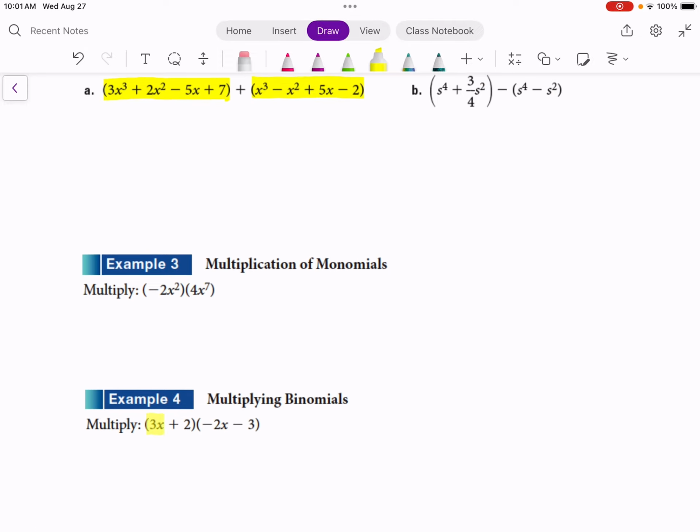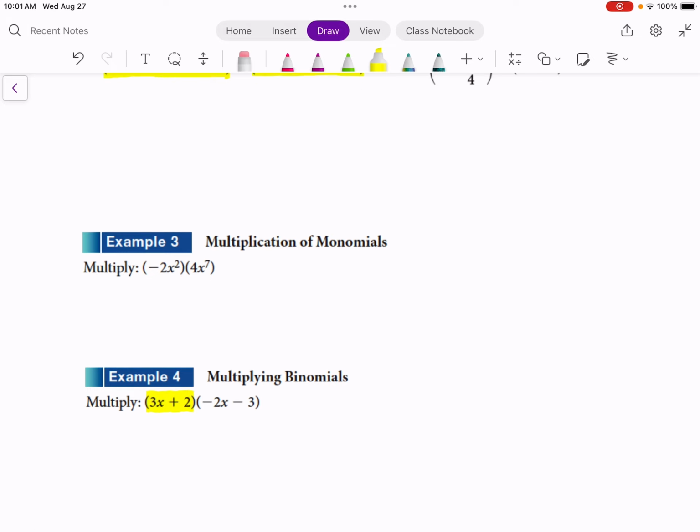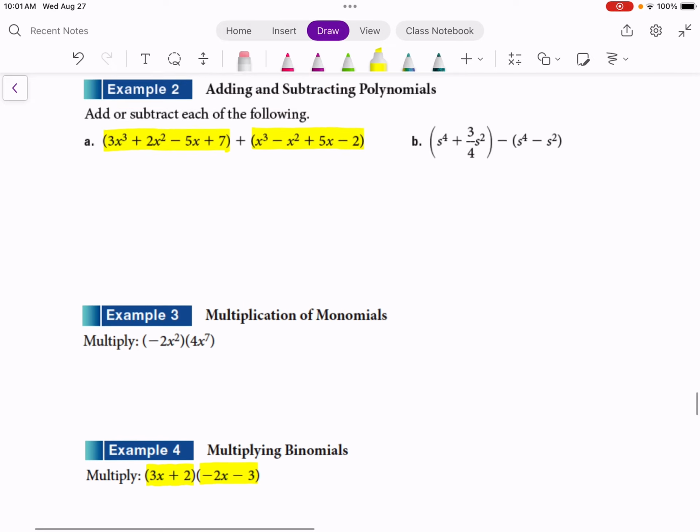Okay, now let me go to example 4. So we have this polynomial 3x plus 2 and the second polynomial is negative 2x minus 3. Now in this case, are we adding or what do we need to do here? We need to multiply. Okay, so make sure to check the sign between the polynomials.